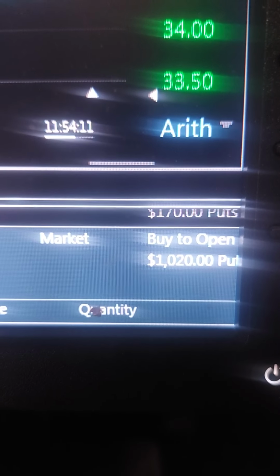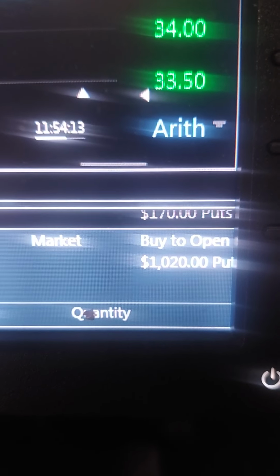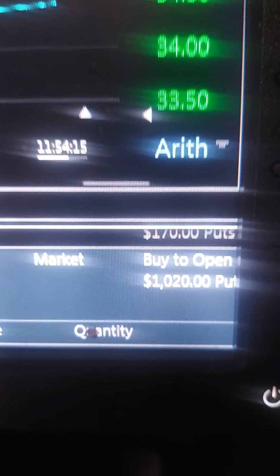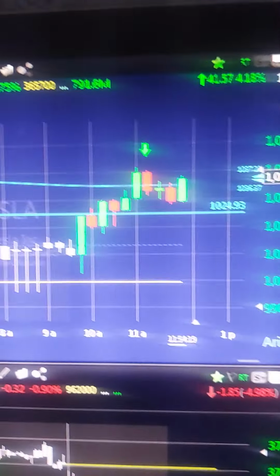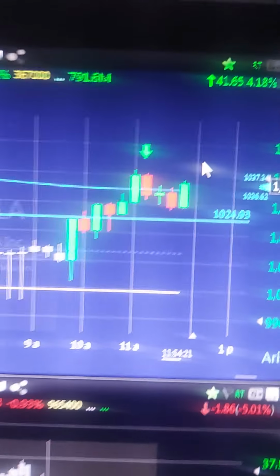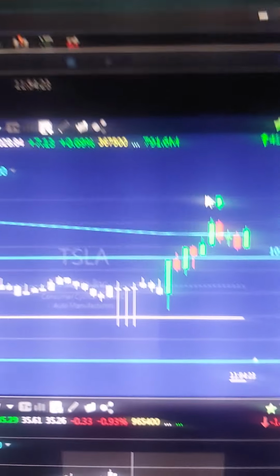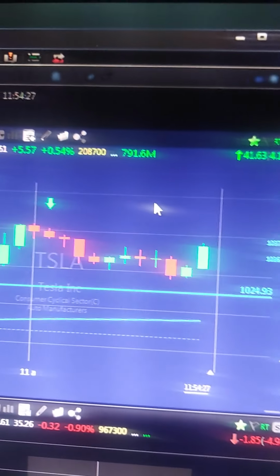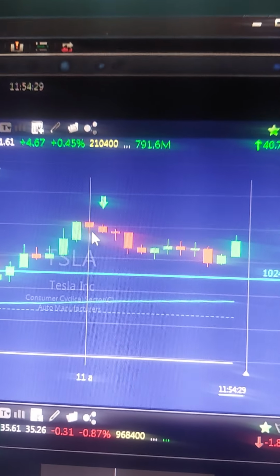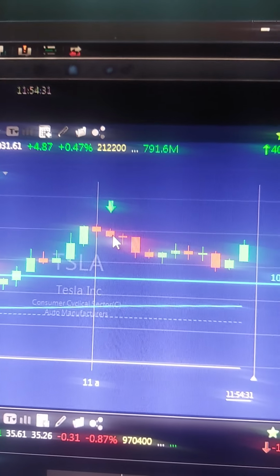Okay, it's Thursday, January 20th, and I just wanted to show you I bought some Tesla puts here, the 1020 puts, and I want to look at the chart and show you what's developing, the Strat signals, the Strat context, and everything else. So if I look first at the 5-minute chart, that's where I actually bought the puts back here at the arrow. It was a 2 up, 2 down.